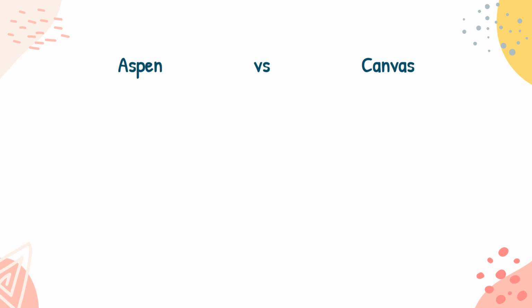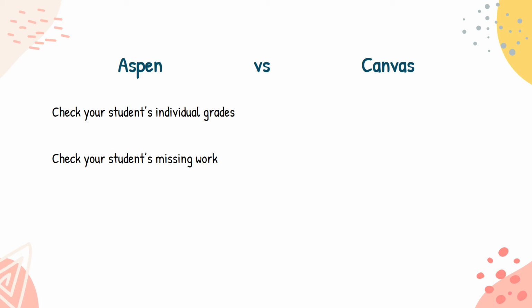So the difference between Aspen and Canvas, that's a big question this year. We have Aspen, why do we need Canvas? So I hope that going through this will help clear up some of that confusion. Aspen is where you're going to check your students' individual grades. If you want to see what their grades are for a specific course, you should go to Aspen. This is also where you want to check for missing work.